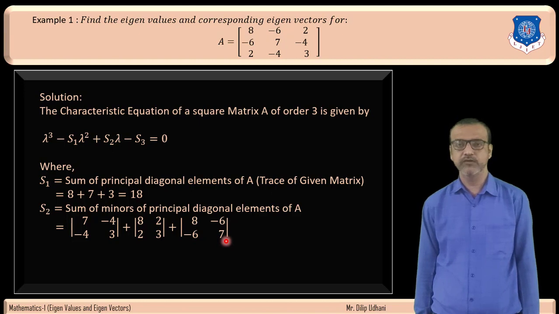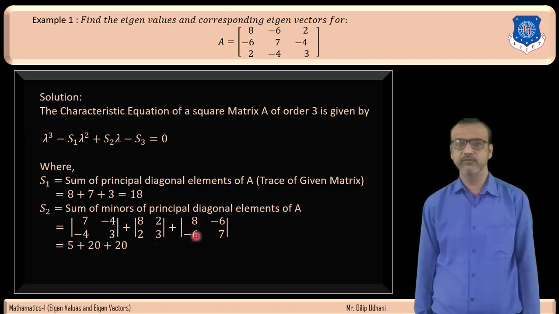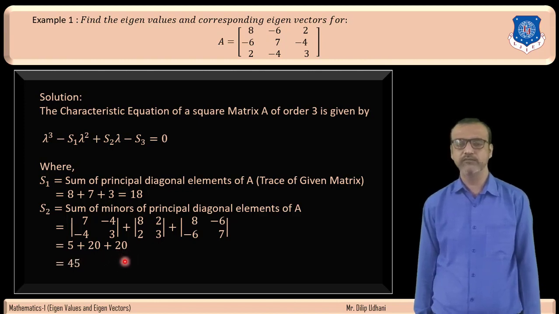So 7 into 3 is 21, minus 4 into minus 4 is 16, and 21 minus 16 is 5. Then 8 into 3 is 24, minus 2 into 2 is 4, and 24 minus 4 is 20. Then 8 into 7 is 56, minus 6 into minus 6, that is 36, and 56 minus 36 is 20. Now the addition of these three numbers is 45. So the value of s2 is 45.